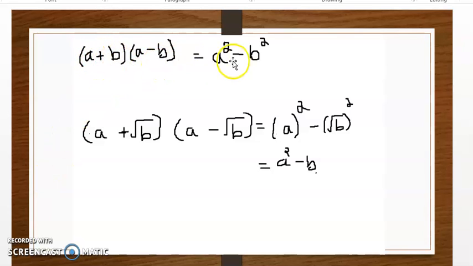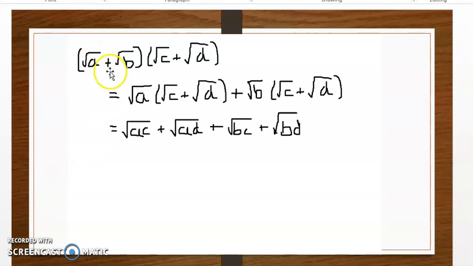So a plus b into a minus b is a square minus b square. If we have a plus root b into a minus root b, instead of b we are having root b. So a square will be a square, root b square will be b. We are simply using the identities: a is the same, instead of b we are using root b, so instead of b square it will be root b square, and root b square is b. So a plus root b into a minus root b is a square minus b.